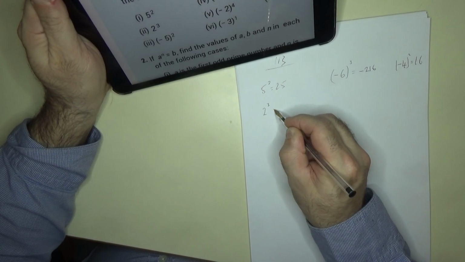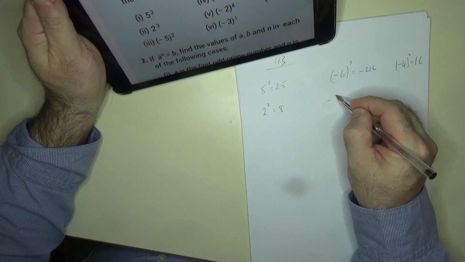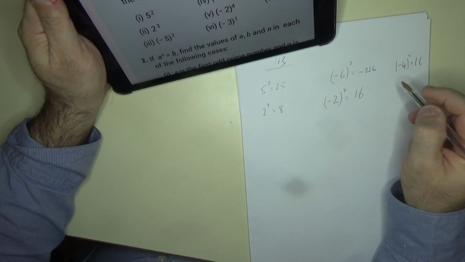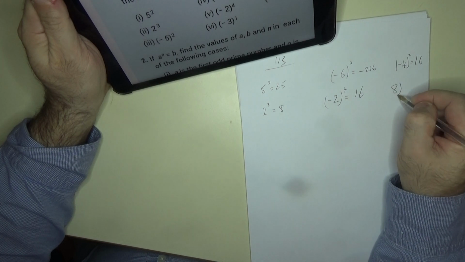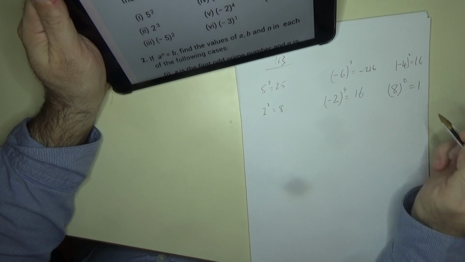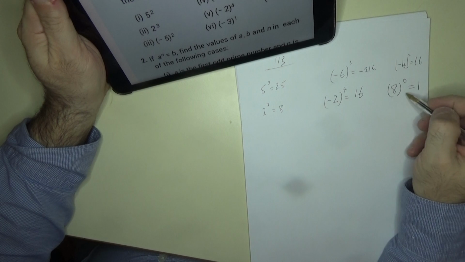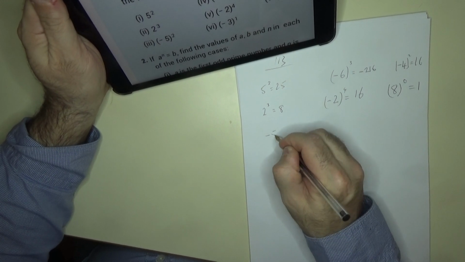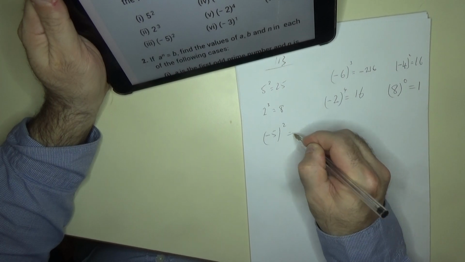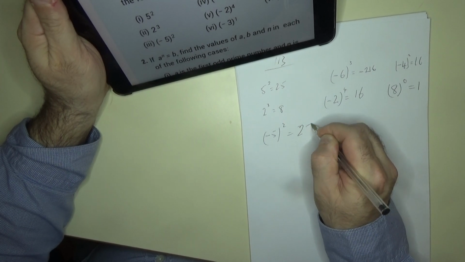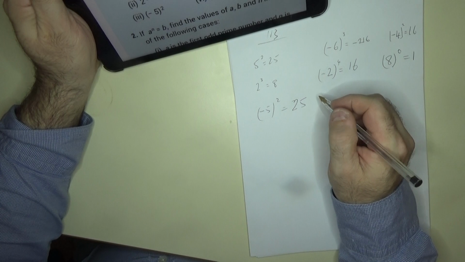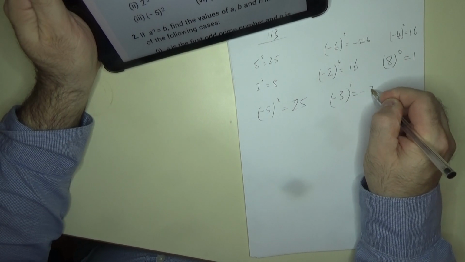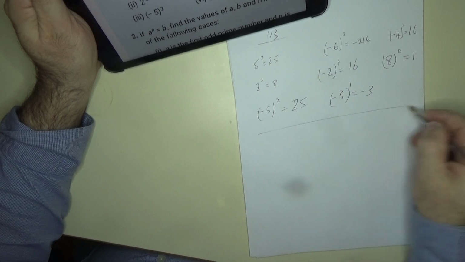2 cubed equals 8. Minus 2 all to the 4 is the same as 2 to the 4, which is 16. Anything to the 0 is 1 by definition. Any non-zero number to the 0 is 1 by definition. Minus 5 squared is the same as 5 squared. Anything to the power of 1 is itself. And that's the first question done.